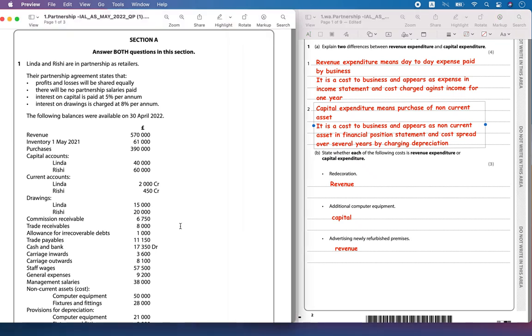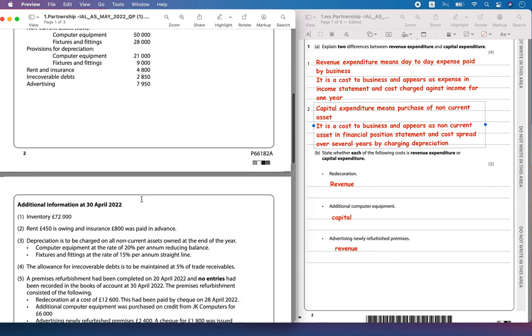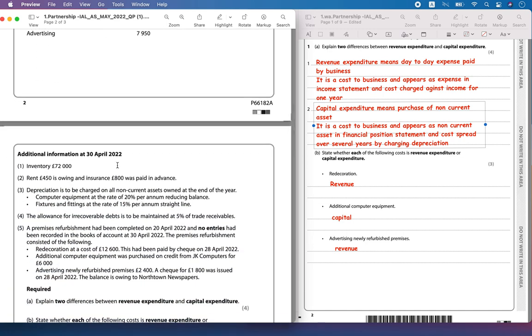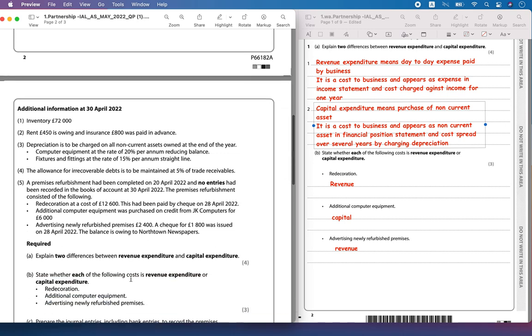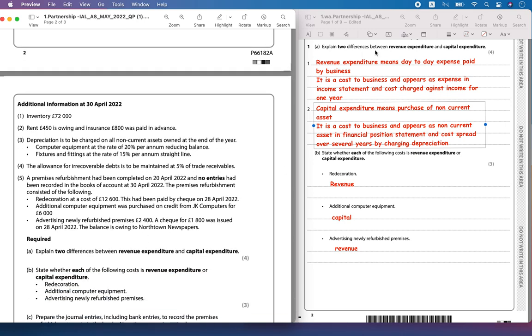Hello, today we are going to solve May 2022 paper question number 1. Linda and Rishi are in partnership as retailers. They have some partnership agreement. Then balances giving ending balances for 30th April 2022 are given. Then additional information is given. Okay, so let's start solving the part A question.